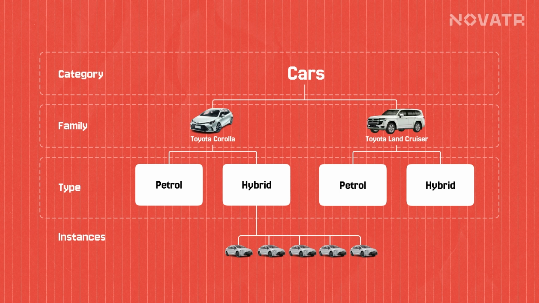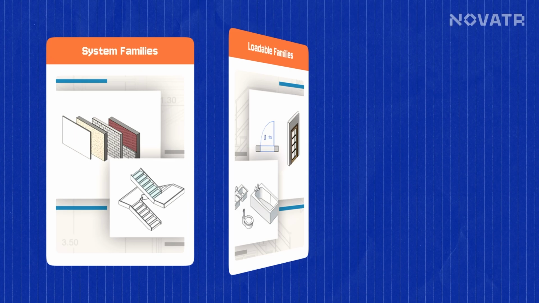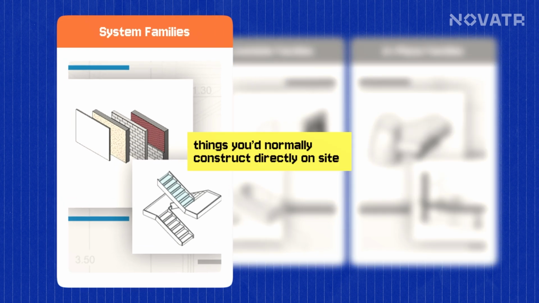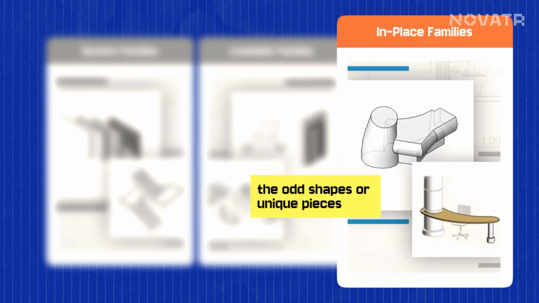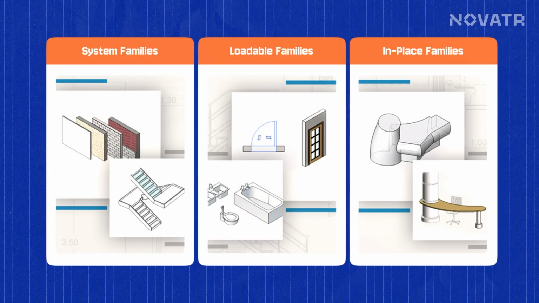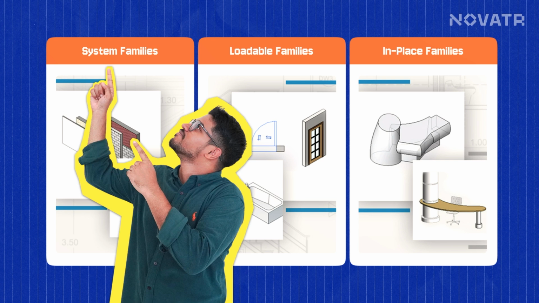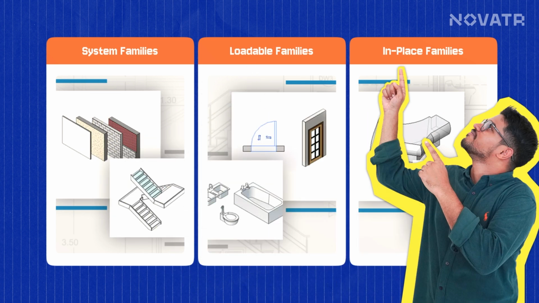Now, not all families are created the same way. Revit gives you three kinds of families. System families are built in like walls, floors, or roofs, things you'd normally construct directly on site. Loadable families are external files you can bring in, like doors, windows, or furniture. Components you typically source from a manufacturer or supplier. In-place families are custom one-offs you make directly in the project, the odd shapes or unique pieces, and that's why they're named this way. Some inherently come with Revit, some are loaded in, and some are crafted uniquely within the project.